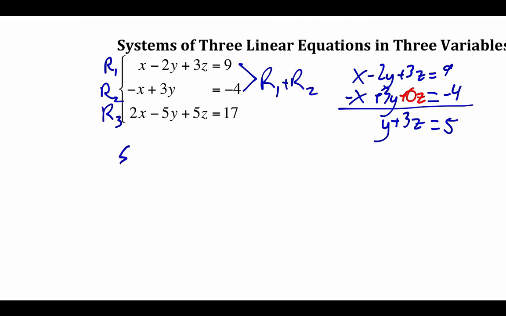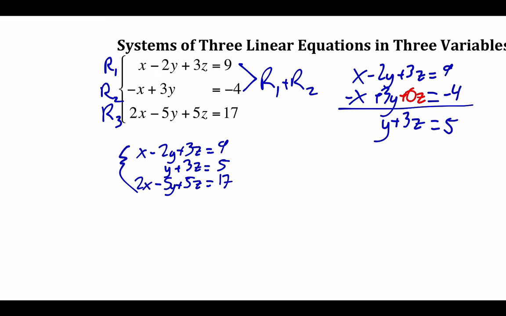So now we have the system. We're going to leave that top row alone: x minus 2y plus 3z equals 9. The second one, we're going to replace with what we just found: y plus 3z equals 5. And we haven't done anything with the third row yet, so 2x minus 5y plus 5z equals 17 still. So essentially now we have x, y, and z in the first row. Then in the second row, we just have y and z. The third row, ideally, we're going to get it down to just z.